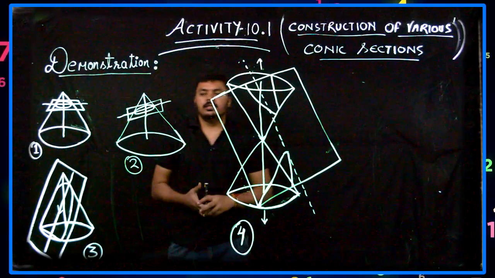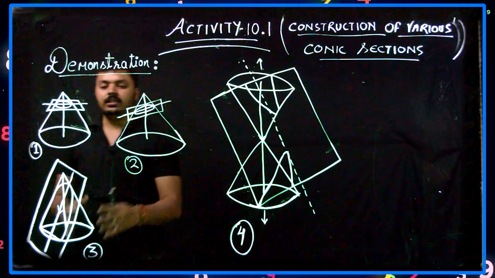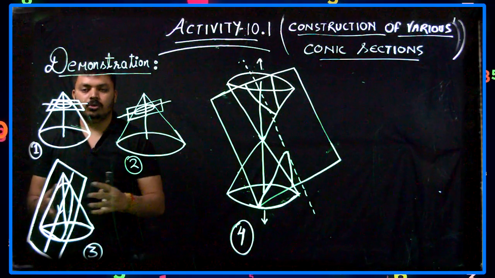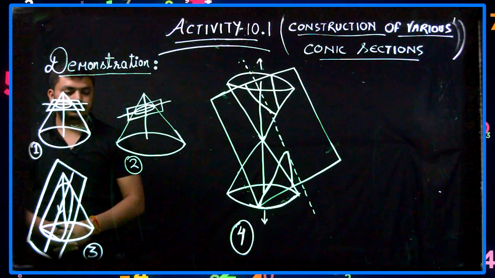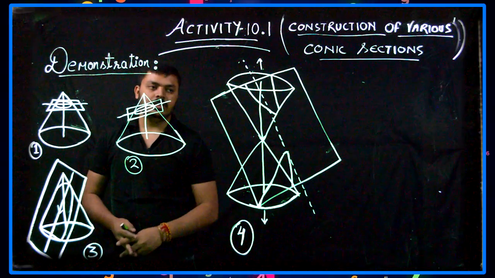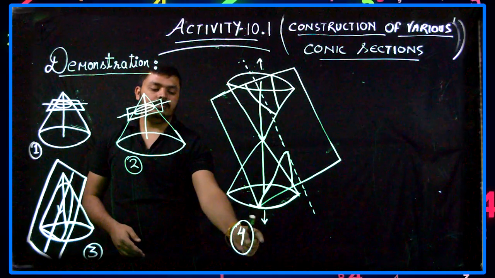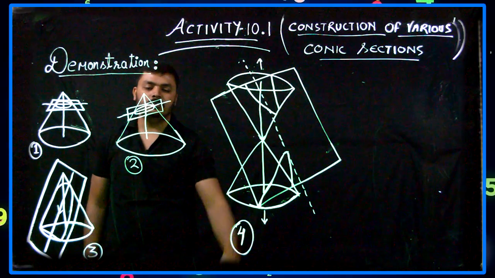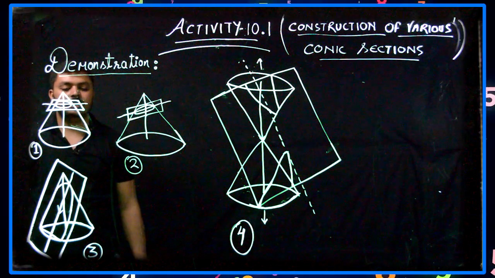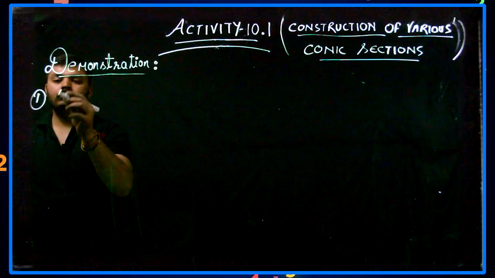So students, these are the 4 figures that have been obtained, that is cut in different positions using a transparent sheet. The 2 cones are joined upside down in figure 4, and the other 3 cones are kept on a cardboard and cut individually.